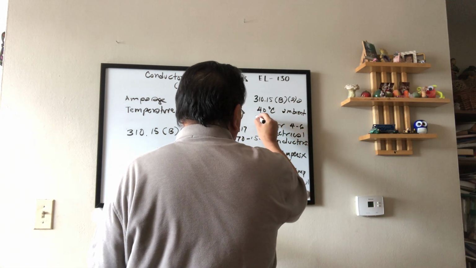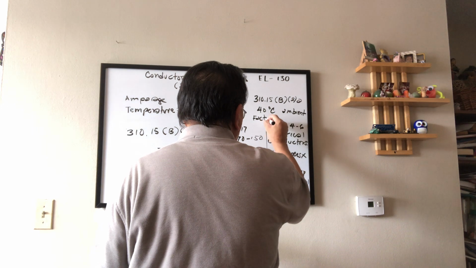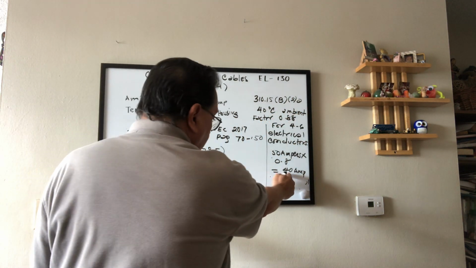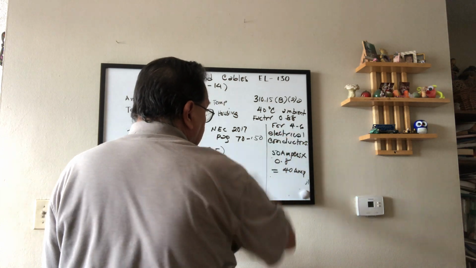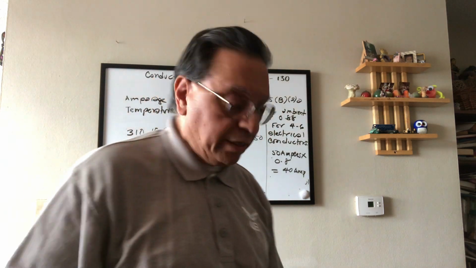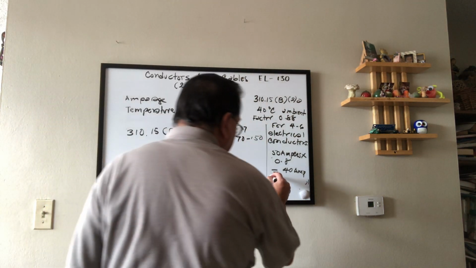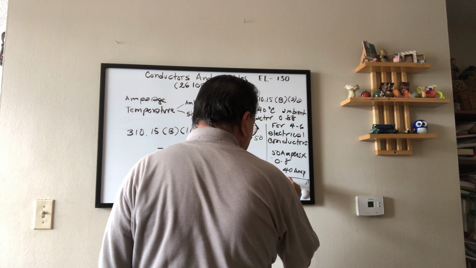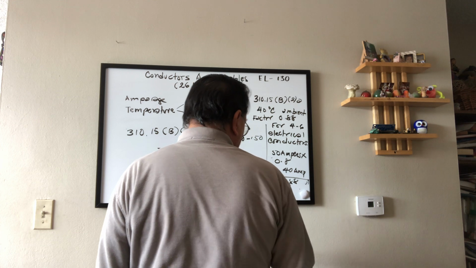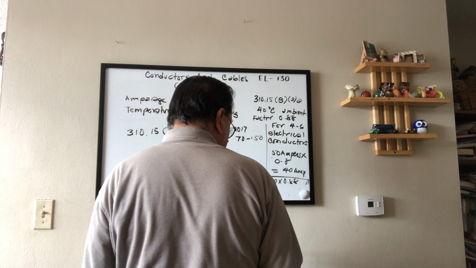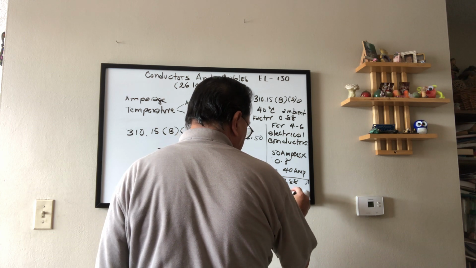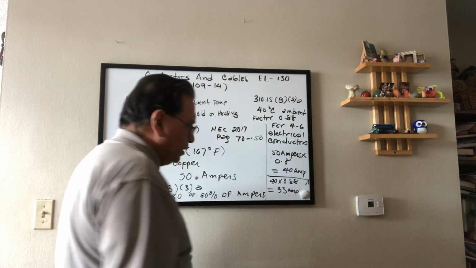So the factor, let's say for my example, 40 degrees Celsius ambient, will be 0.88. So now I multiply 40 times 0.88. It will be reduced. So if I multiply 40 times 0.88, this will be around 33 amperes, rounding, 33 amperes.